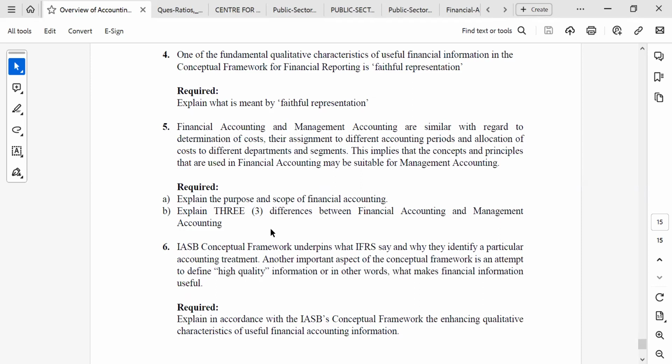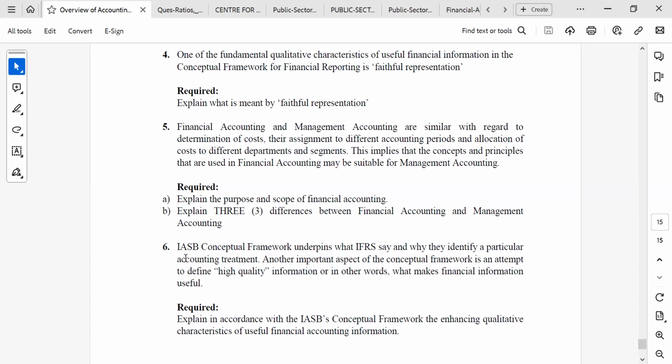Let's take the 6. I hope you can give the difference between financial accounting and management accounting. We have done this twice. We did it in financial accounting, and we have done that in management accounting too. Let's come to the last one.